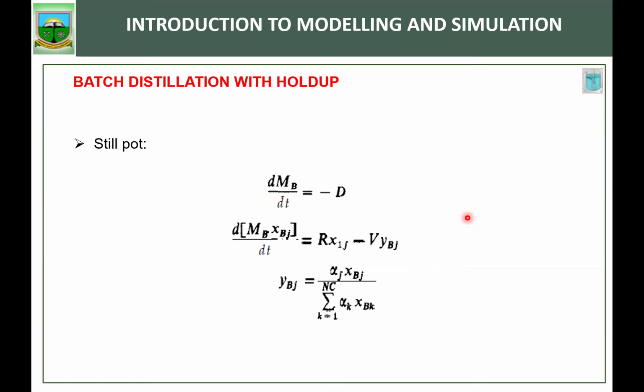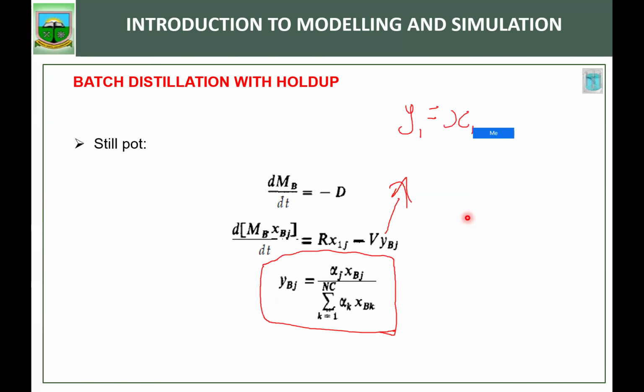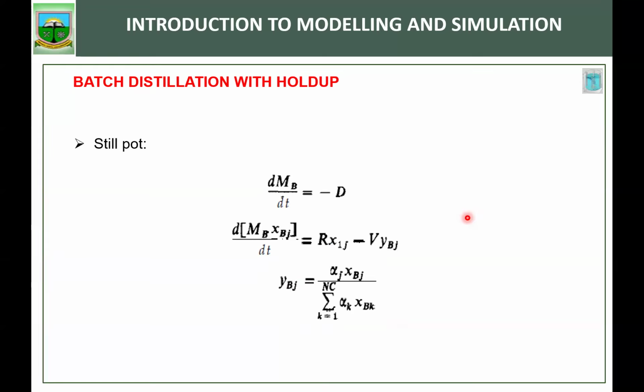Then this is a constitutive equation. You remember that this will help us to find this value, and when you find this value, we can use this, which I think was equal to xi. When you do this, you can represent it and change the y, so you can have all the terms in terms of x, and then you solve it. All right, when you finish this, you are done with the still pot.